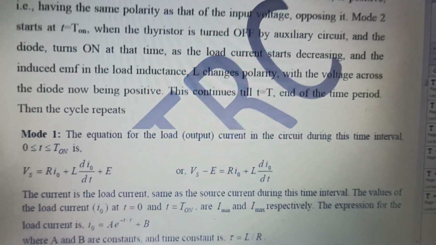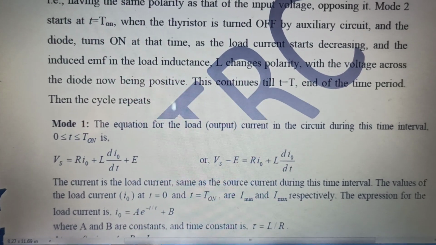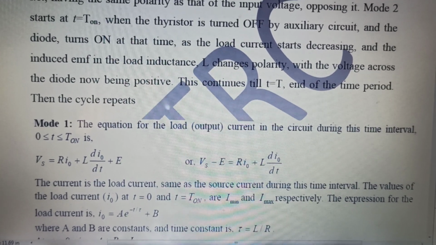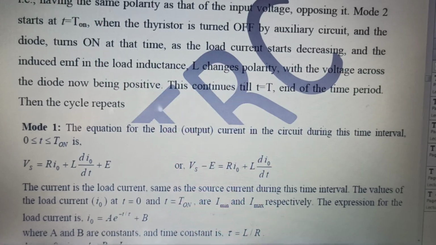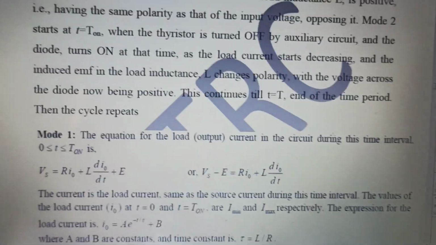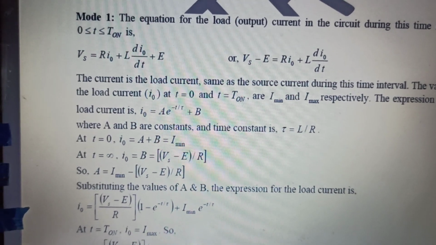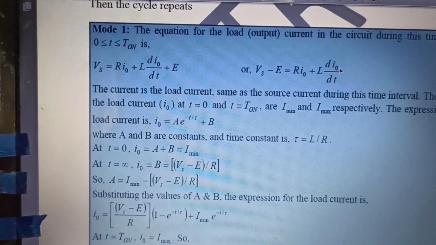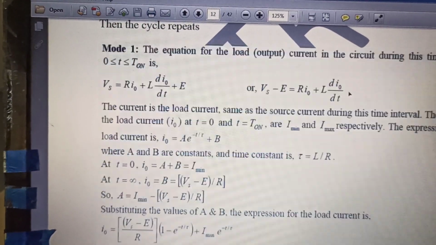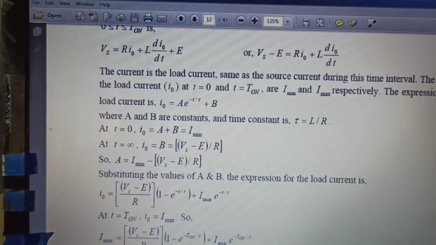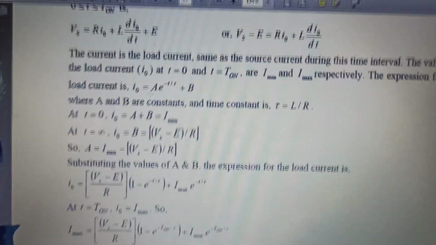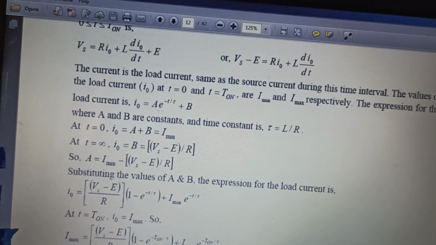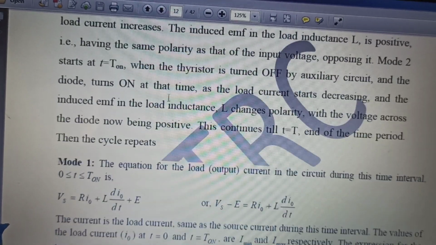First of all, we can write the equation during the time interval 0 to t on. We will apply KVL, and that is Vs equals R i naught plus L di naught by dt. This is a simple equation consisting of a DC quantity i naught and di naught by dt. It is a first order differential equation, which will be solved by using i naught equals a e to the power minus t over tau, plus b, where I minimum and I maximum are the values of current.